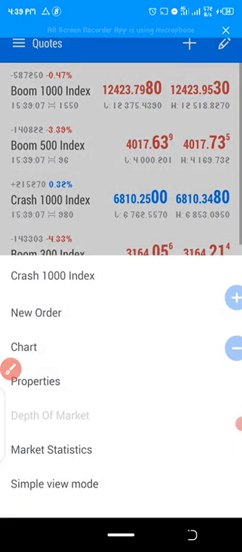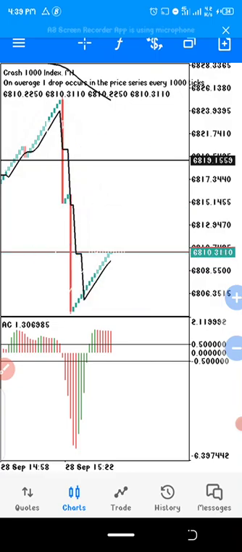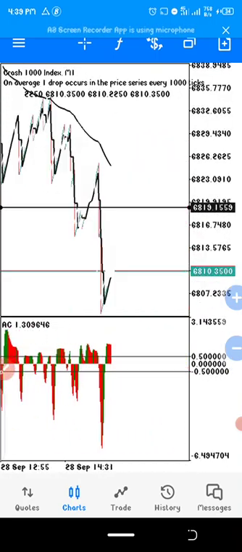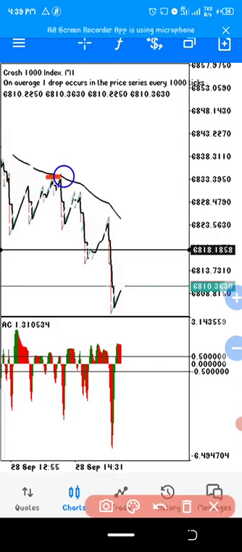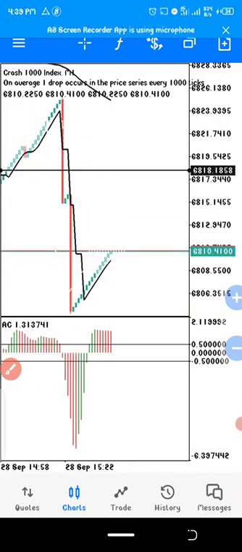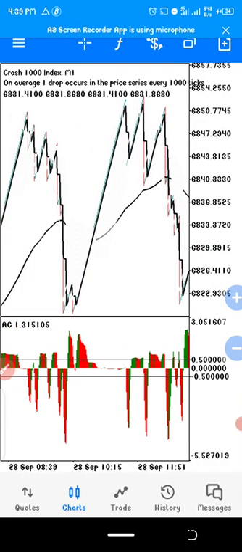Now let me show you for Crash 1000. You can see right here this is a downtrend right now, because the candles are below the 200 moving average, so we wouldn't be taking any trade based on this. But let me just use this as an explanation. Let me look for a good trade as an explanation so you don't get confused.